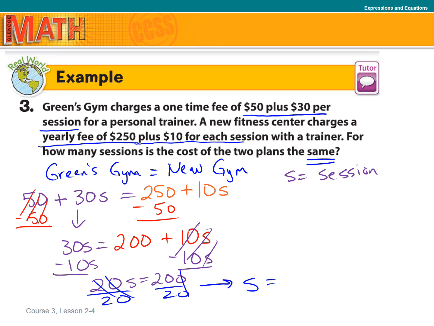I can eliminate the 2 zeros at the end. Now I'm left with 20 divided by 2. 20 divided by 2 is 10. So for how many sessions is the cost of the two plans the same? For 10 sessions.